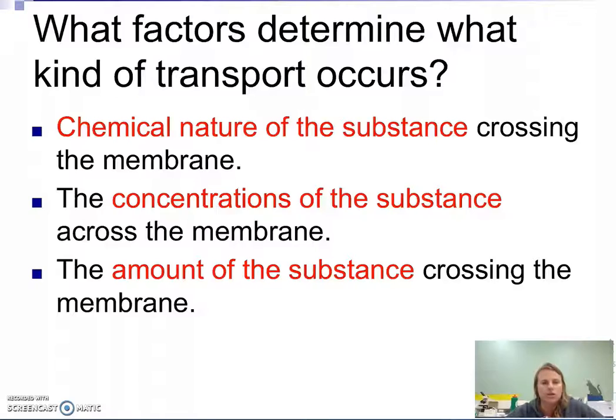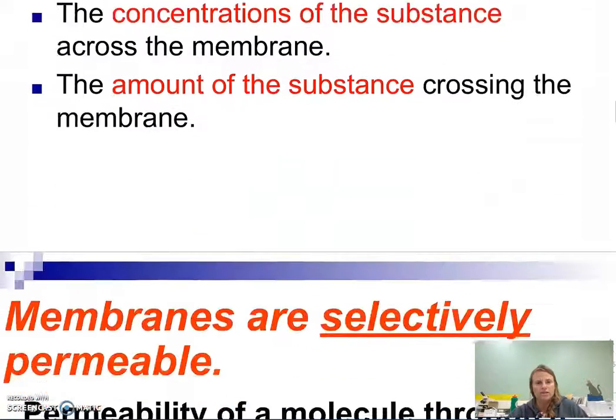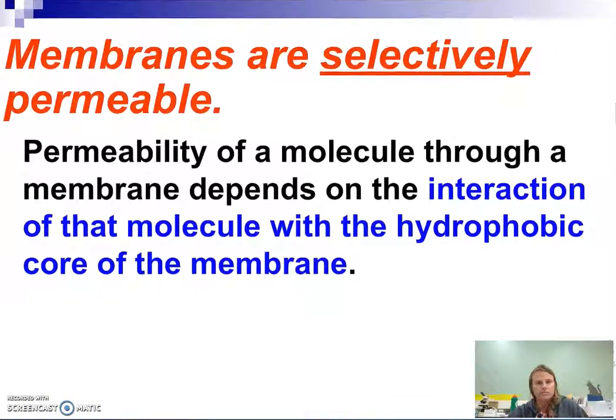So what factors determine what kind of transport occurs? Well, the chemical nature of the substance. In other words, is it polar? Is it non-polar? What's the concentration of the substance? Is there a higher concentration outside the cell or inside the cell? And what's the amount of the substance? How much is trying to cross that membrane?